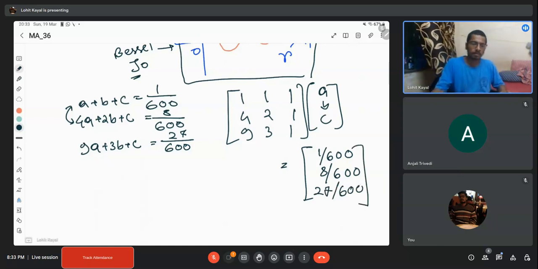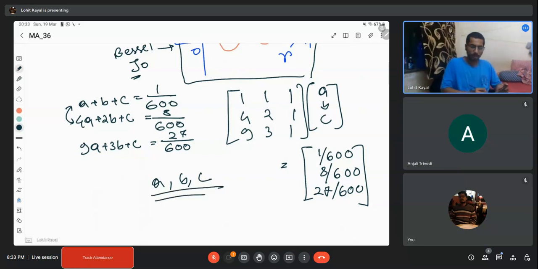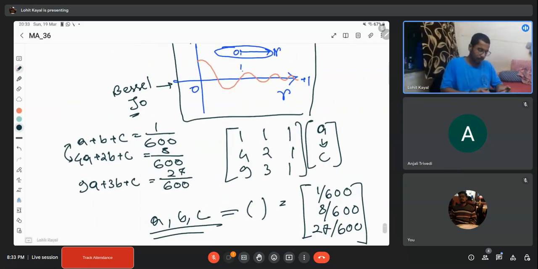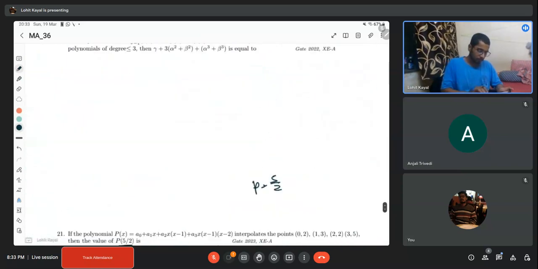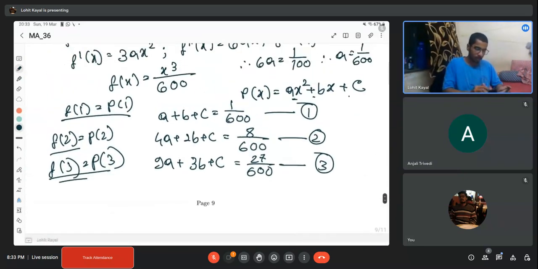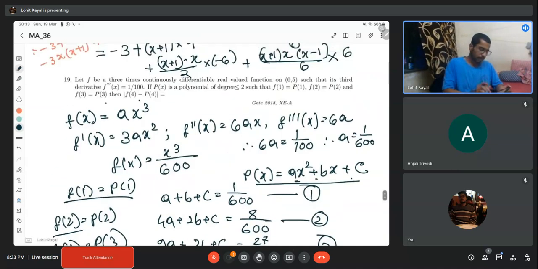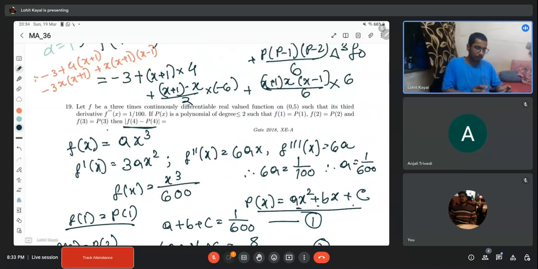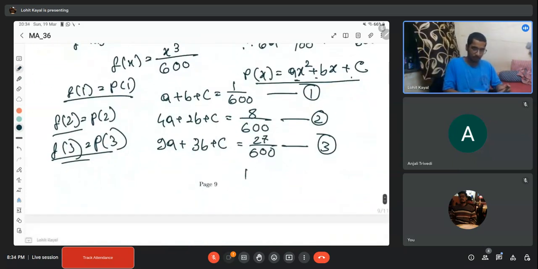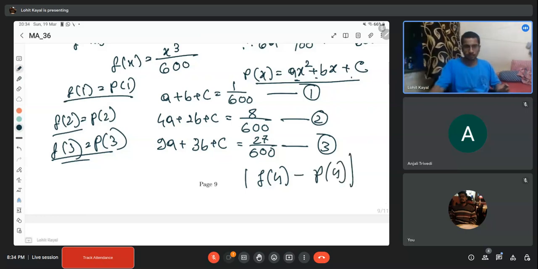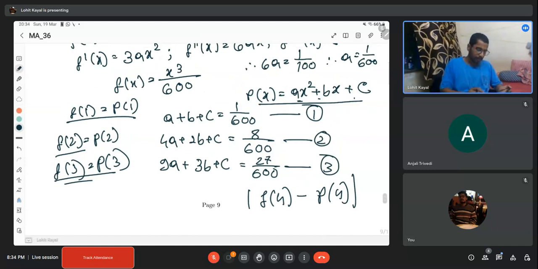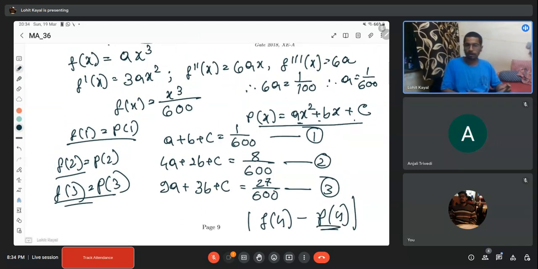Okay, so I will give you the outline. You just need to calculate the value of a, b and c. You will find some value. And when you have a, b, c, then you know the expression for p of x, and then you need to find the value of f4 minus p4. You already know the expression of f4, right? And you just need to calculate p and put the value 4.